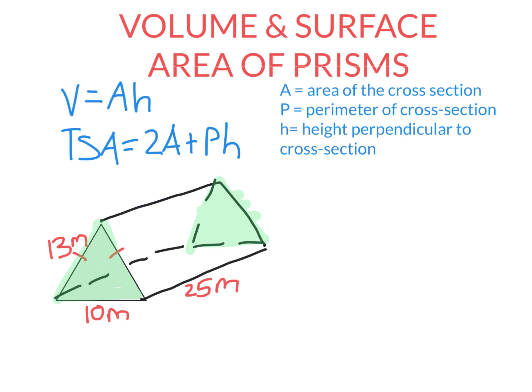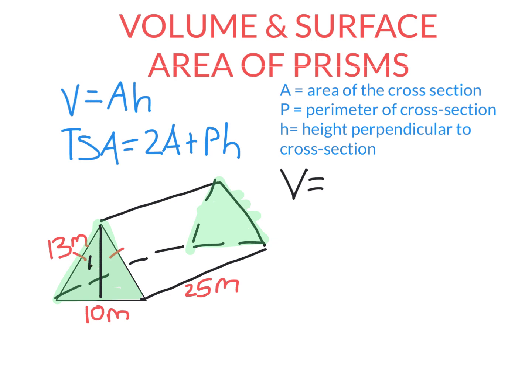So I'm going to calculate the volume and surface area of this shape here, assuming it is closed. It has all of its surfaces. So let's start with the volume. Firstly, we need to find the area of the cross-section, the area of this triangle here. Well, that's actually not that easy because the area of a triangle is base times perpendicular height divided by 2. So we're going to need to use Pythagoras.